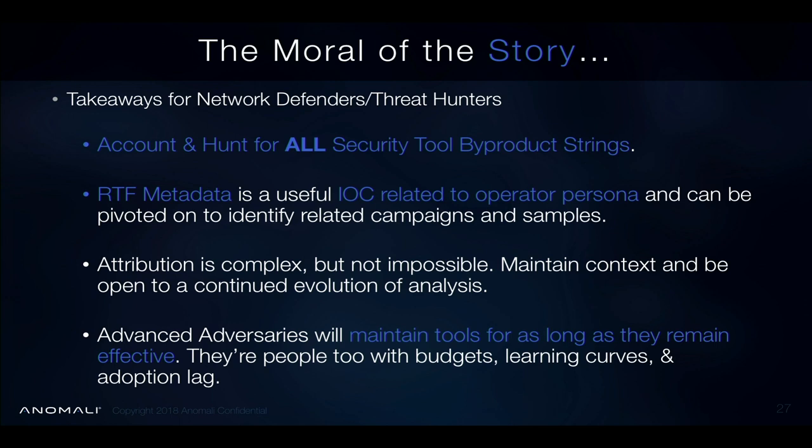And then finally, advanced adversaries are going to maintain their tool sets for as long as they can remain effective. They used CVE-2012-0158 well into 2018, not because they liked it, not because they were attached to their tools, but because it remained effective in Vietnam as it started to drop off in every other region it was being utilized in. Patching is not the same in Vietnam as it is in other places. So, they're people with budgets, learning curves, and adoption lag, just like us. If we treat them like humans and track them as humans, we'll be able to compete.